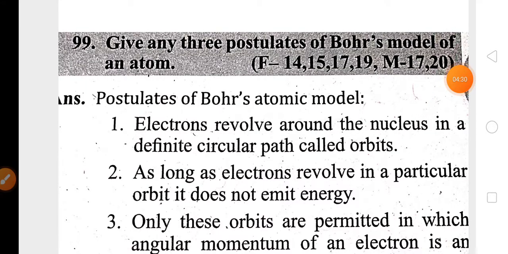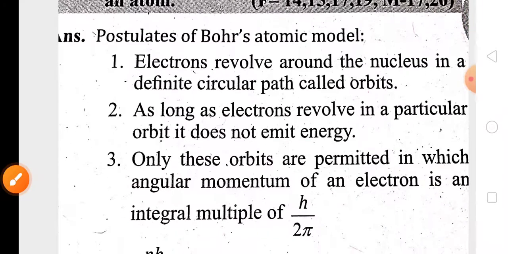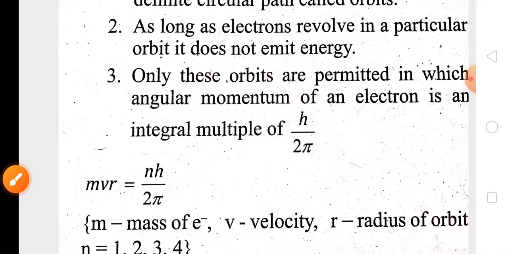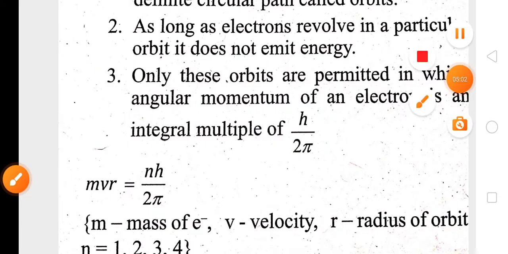Another very important question for 3 marks is the postulates of Bohr's atomic model. This model says that electrons are revolving around the nucleus in definite circular paths called orbits, and as long as electrons revolve in a particular orbit, they do not emit any energy, which means they do not lose or gain energy. And the third postulate: only those orbits are permitted in which the angular momentum of the electron is an integral multiple of h by 2 pi. So these are the important postulates of Bohr's atomic model.